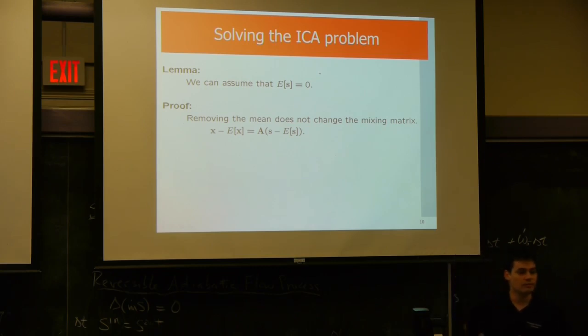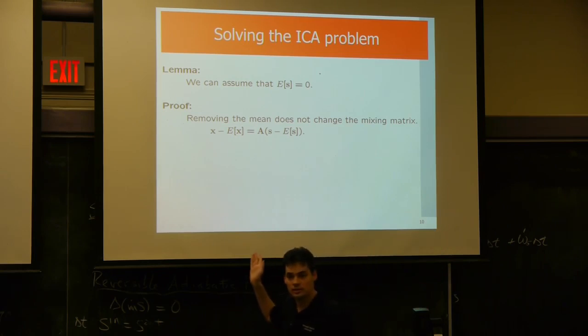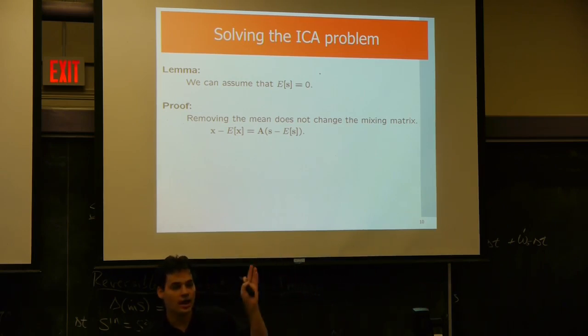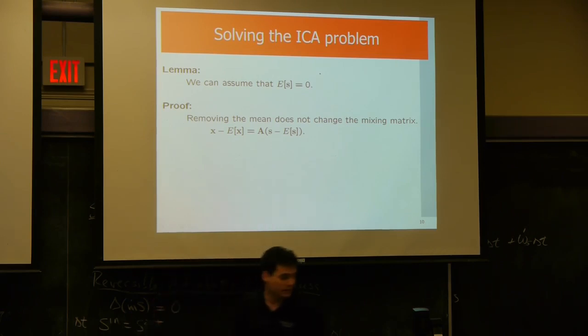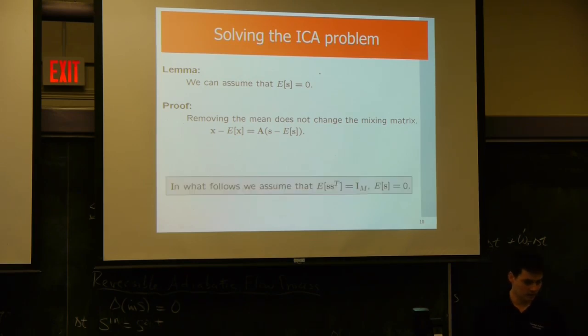Okay, the other assumption we will make is that the covariance of this random variable S is the identity matrix. We know it's diagonal because they are independent, and we just discussed that we cannot say anything about the scaling, so we will just assume that the covariance matrix of S is the identity matrix. So these are the two assumptions: the covariance matrix of S is the identity matrix, and the expected value of S is 0.